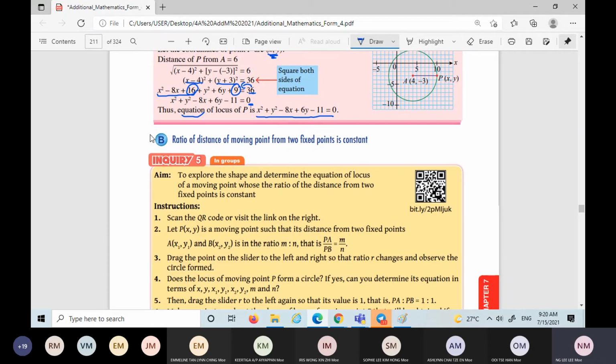Now we go to the second type of locus: the ratio of the distances of a moving point from 2 fixed points is constant. You have a moving point. Just now you had 1 fixed point, now you have 2 fixed points. The ratio of the distances from this moving point to the 2 fixed points is a constant. Now we see what the meaning is.